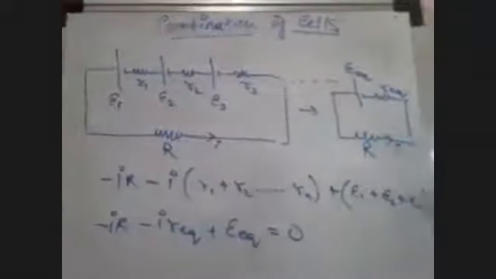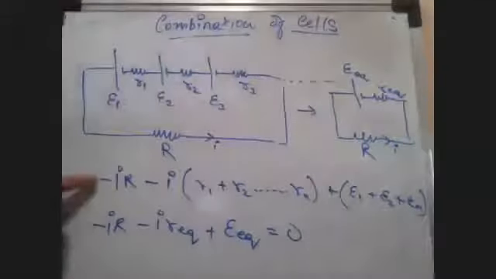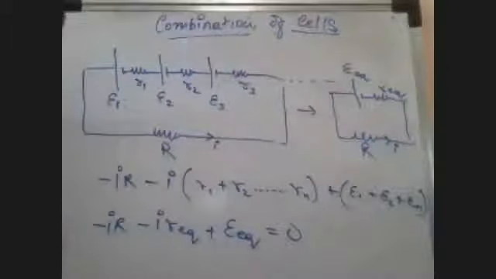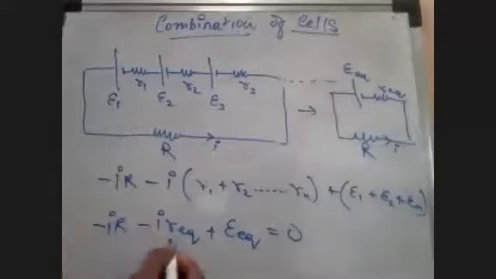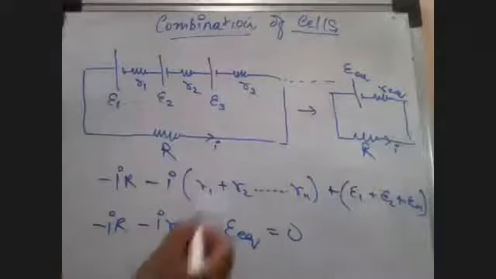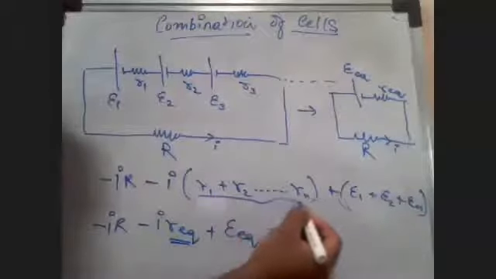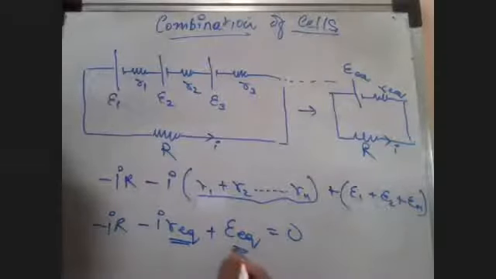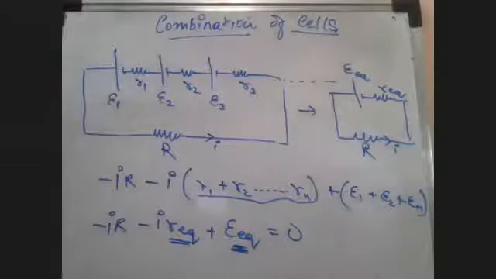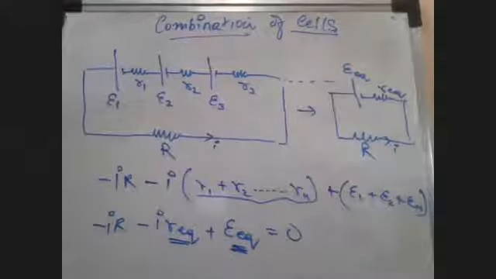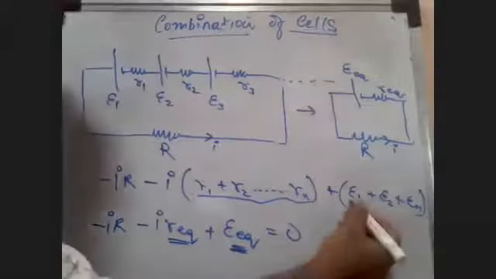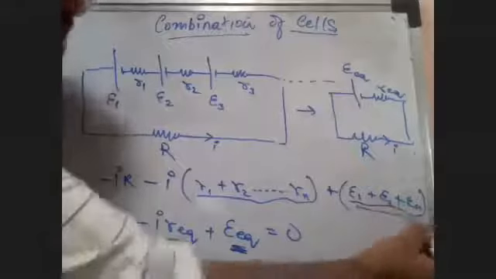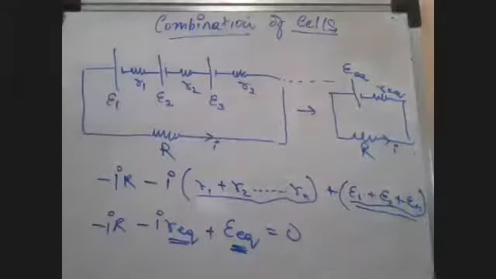So right now, if you look at both these equations and compare them, can I say that R equivalent is basically R1 plus R2 plus R3 and so on till Rn? Similarly, can I say that epsilon equivalent, which is the entire total potential across the circuit, is basically the addition of all the potentials in the circuit, epsilon 1 plus epsilon 2 and so on till epsilon n? Can I say that? Okay.